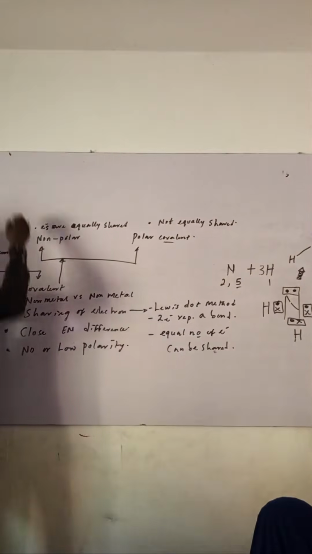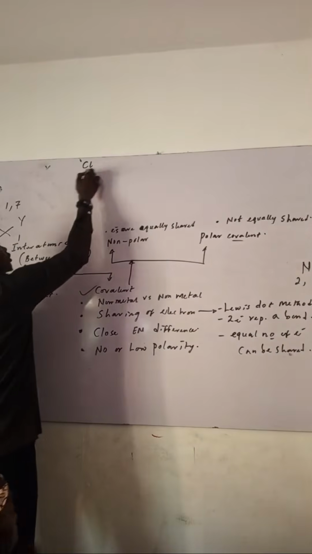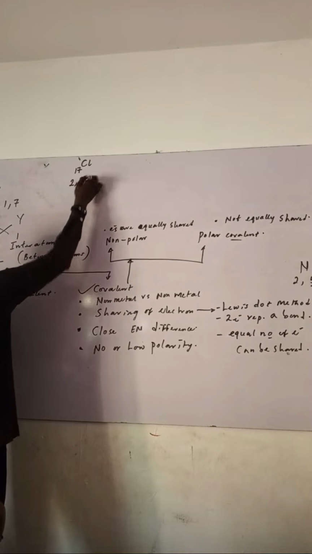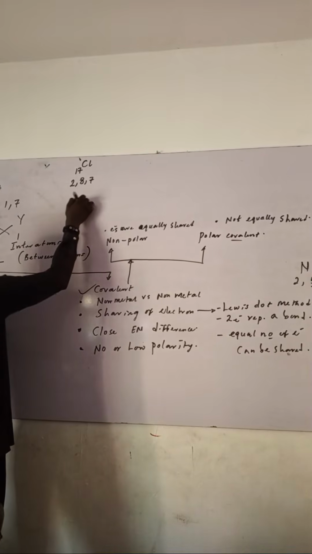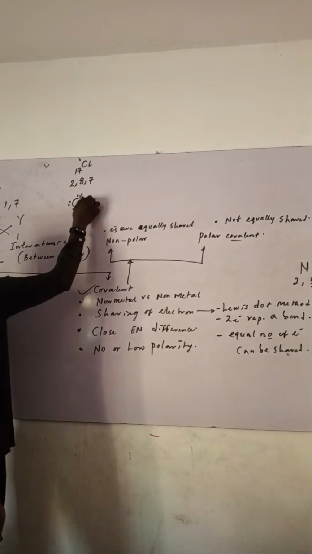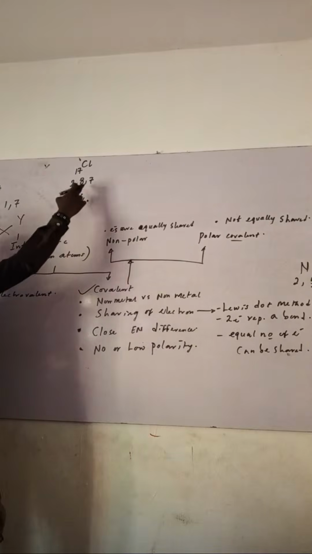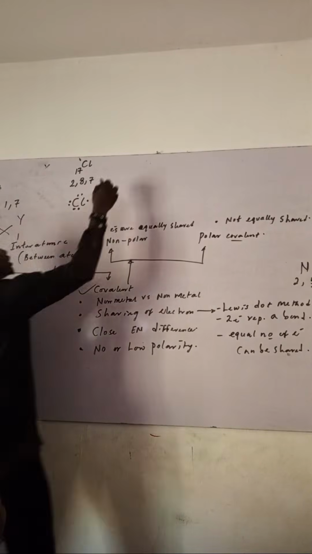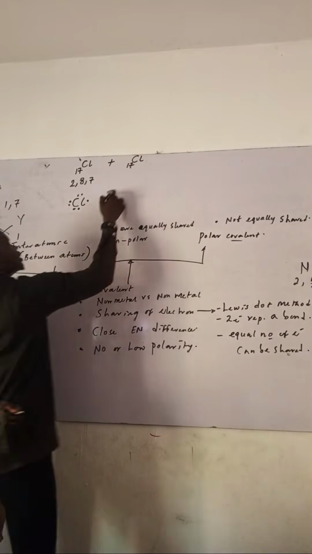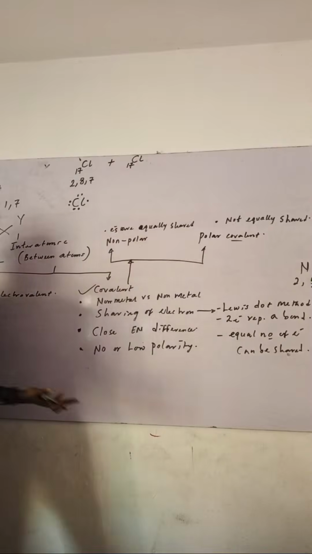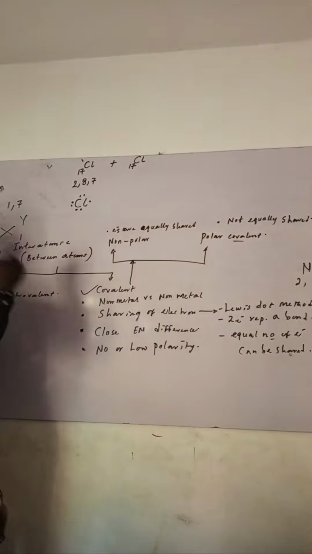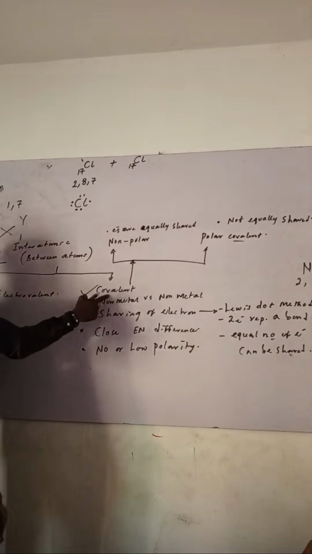So look at chlorine. Chlorine is 17 and the configuration is 2, 8, 7. If I use the Lewis dot method, it's going to be 1, 2, 3, 4, 5, 6, 7. How many electrons does it need? 1. Then I want to join it to another chlorine. Chlorine and chlorine coming together. Chlorine is a non-metal. This one is also what? Non-metal. So the type of bond you expect to have is covalent.